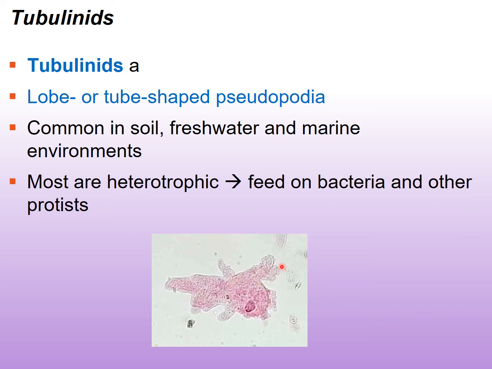So this is probably the one you are most familiar with. This is Amoeba proteus. And you can see that it does have these lobe-shaped or tube-shaped pseudopodia. And you can see the nucleus here. So this is one that's commonly studied or shown as a model example for really just the general term amoeba. But you can see now that there are different types of amoeba or amoeboid type cells.